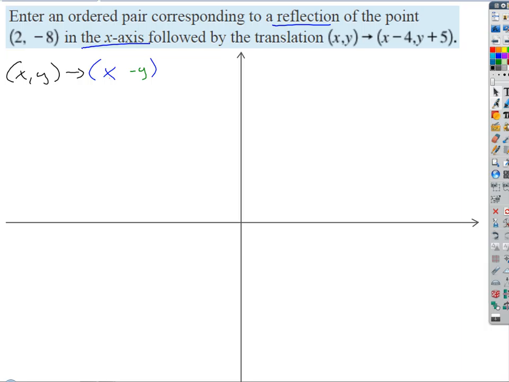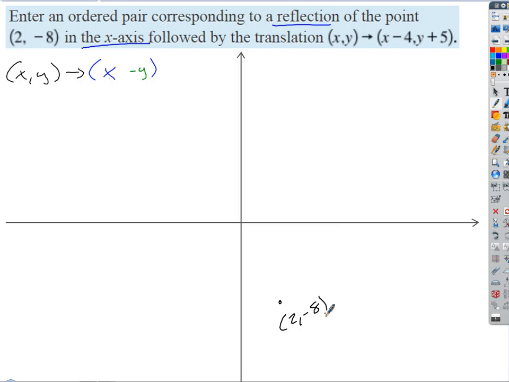So there's the first thing we do. We're going to take our starting point, which is over 2 and down 8. It doesn't need to be exact. I don't think you need to make this exact on the graph paper. You can, but you don't really need to. So right there's my starting point, over 2, down 8. And we're going to do this rule.